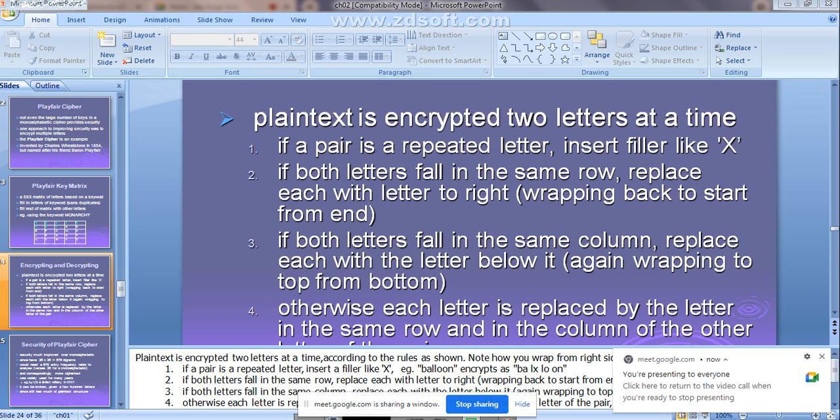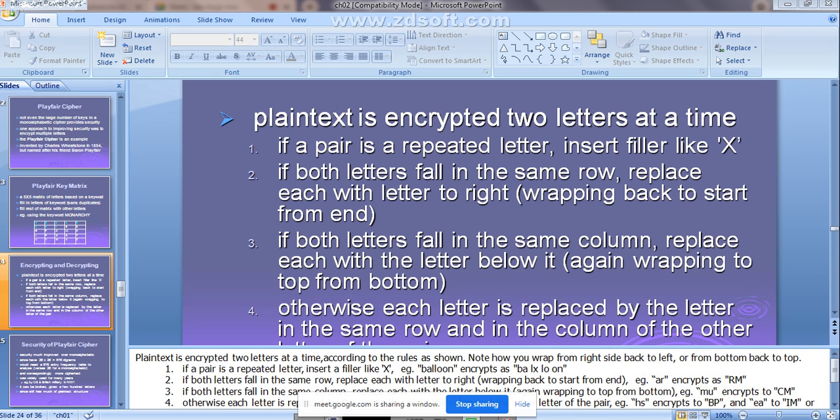Yes, ma'am. Now see, plain text, what I already told, the plain text is encrypted 2 letters at a time by using these following rules. For example, if you are considering the plain text, that plain text is having pairs of 2 letters. In that pair, if we are having repeated letters, then insert the filler like X. For example, I will show you how to do that one.